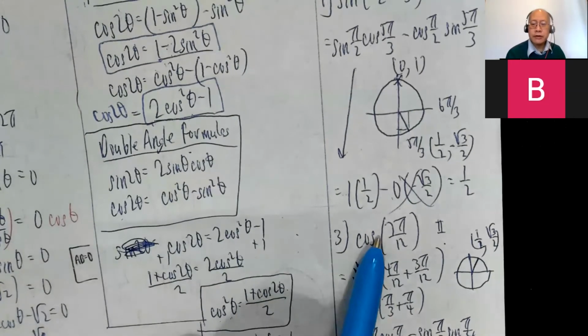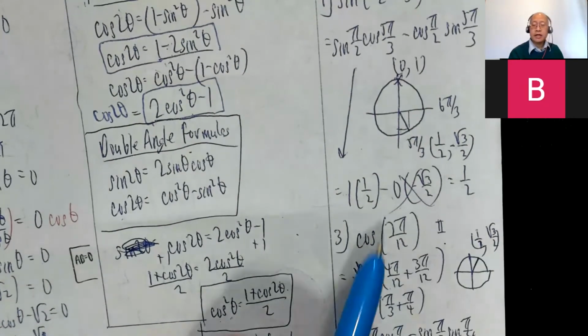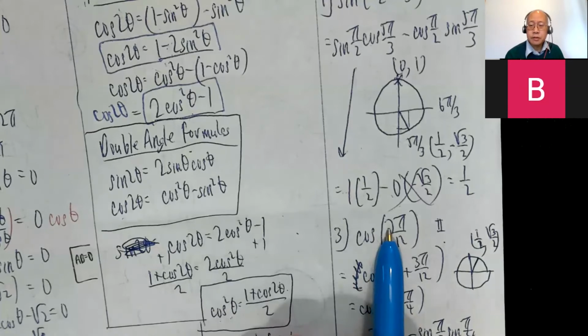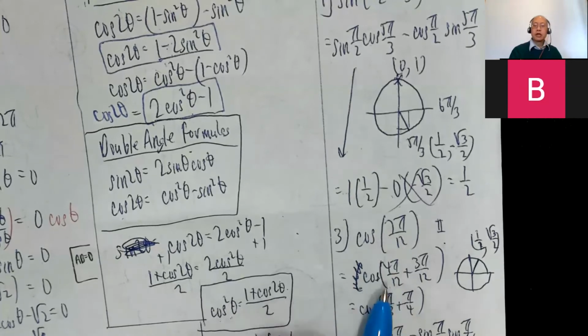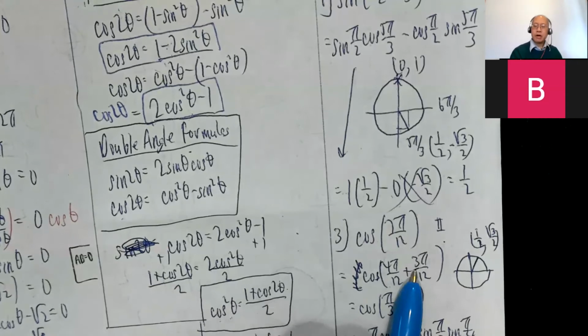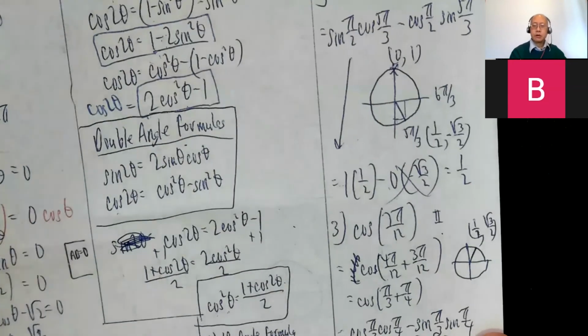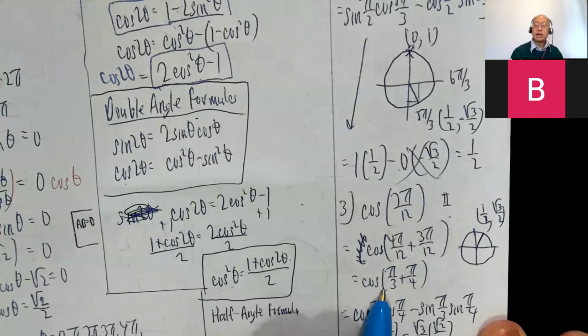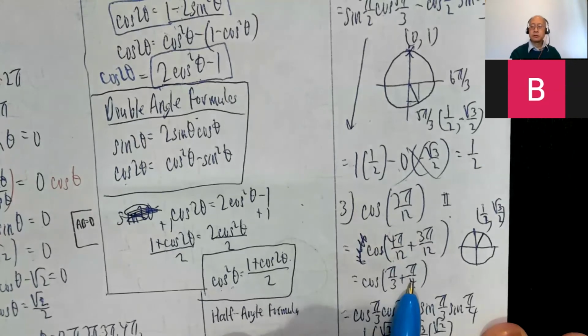Okay, 3, cosine of 7 pi over 12. Okay, that's not an angle that I recognize, but I can write it as the sum of two angles that I recognize. Namely, 7 pi over 12 is 4 pi over 12 plus 3 pi over 12. Right? That's 7 pi over 12. And that reduces to pi over 3, something I recognize. And that's pi over 4, something I recognize.